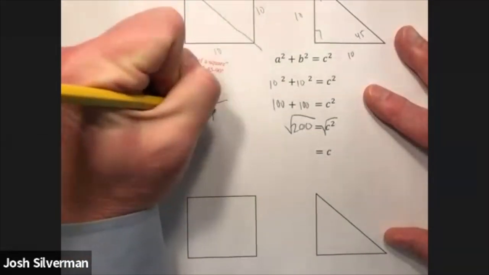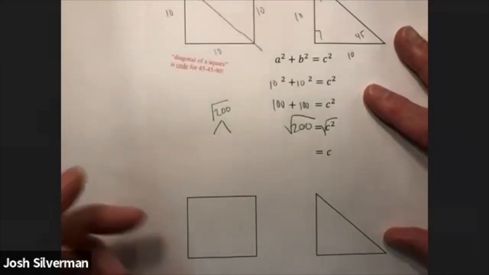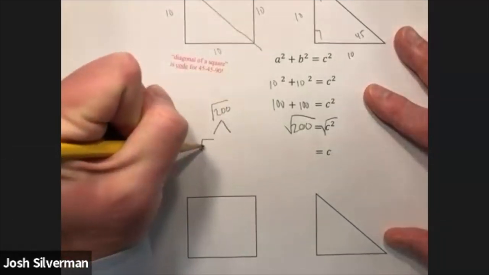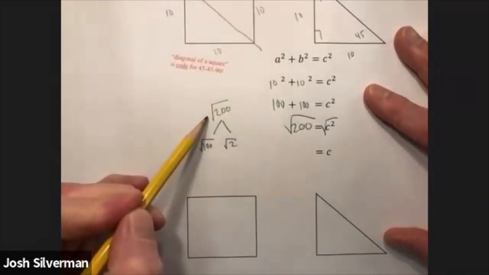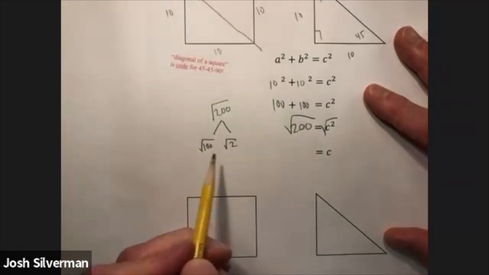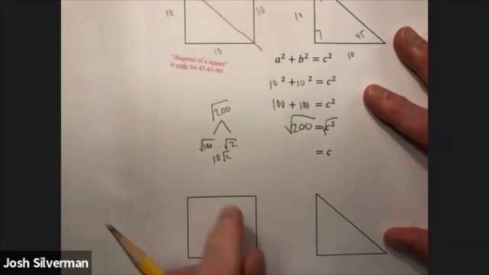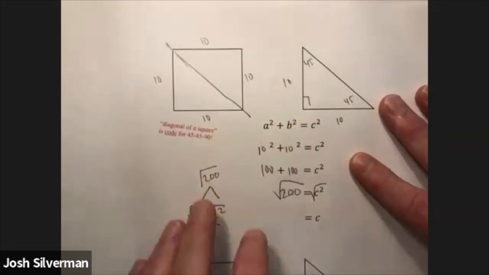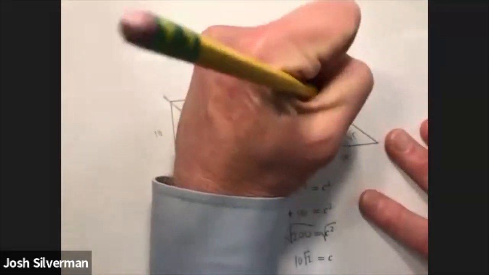Well, take that root 200, split it up into two things. And the trick is, make the thing on the left a perfect square, something that you can nicely and neatly take the square root of. Like, how about 100? So this would be root 100 root 2. Root 200 is the same as root 100 root 2. And what is the square root of 100? It is 10. This would be 10 root 2. When the legs are 10, the hypotenuse is 10 root 2.